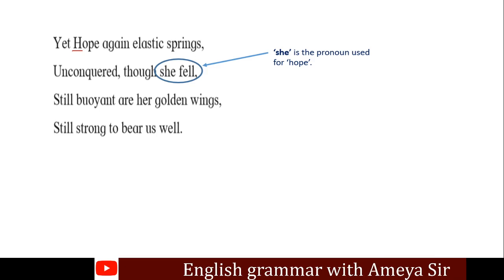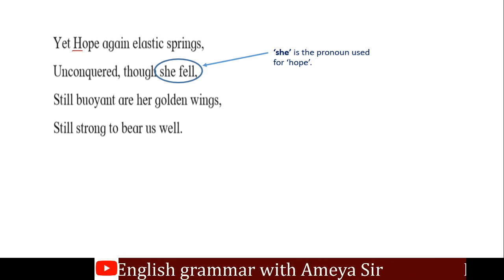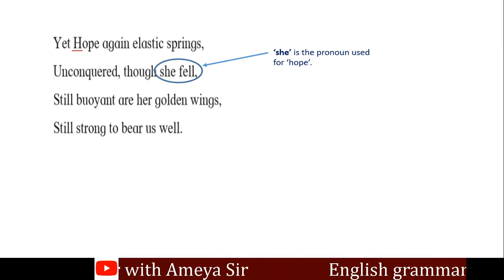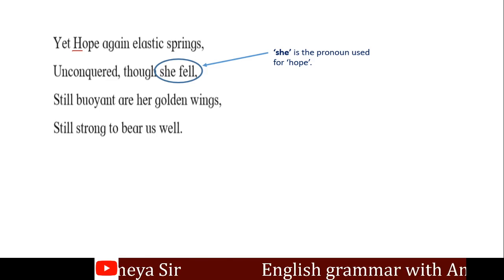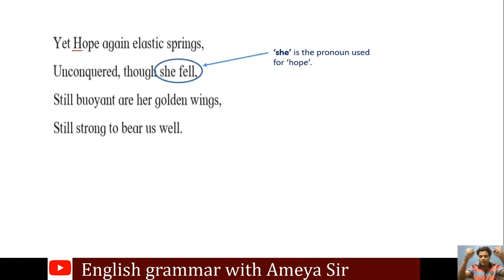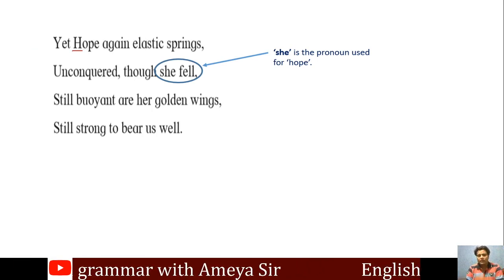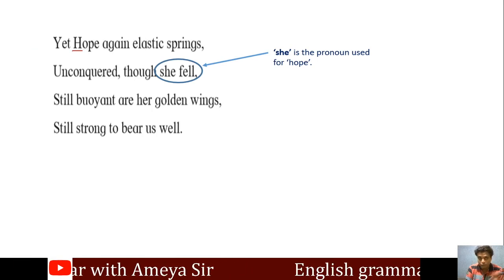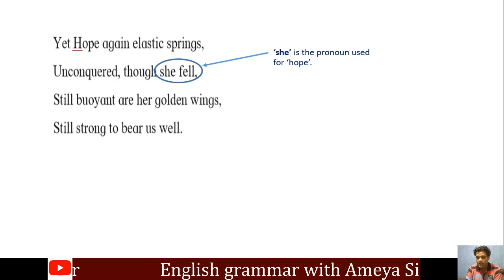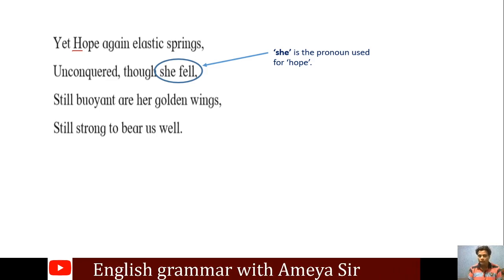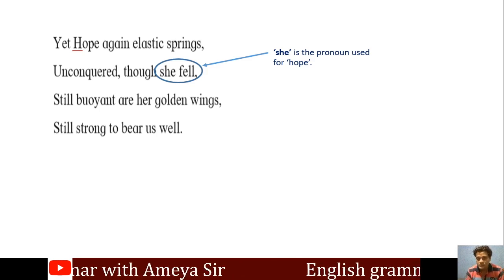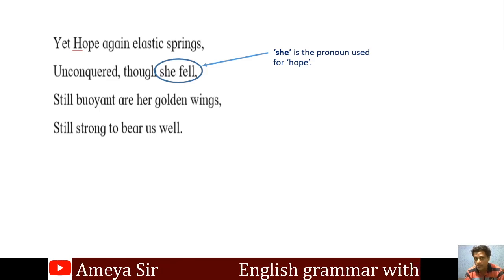So hope is unconquered. You don't become hopeless, you remain hopeful. And it bounces like an elastic spring. Still buoyant are her golden wings. Because hope is a feminine entity, her golden wings. We're talking about the golden wings of hope. And why are we saying golden wings? The reason, I think, is that it's the undying spirit. We are also talking about the sunny moments, full of sunshine. That's also the golden shade, is it not? You can say that it's sunny and so it's bright. That's why the poetess mentions golden wings. Also, it's undying hope. So hope has been given the quality of having wings, though it's an inanimate entity.